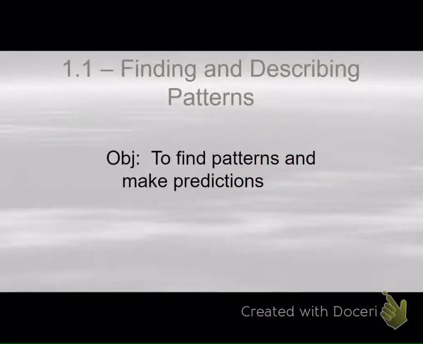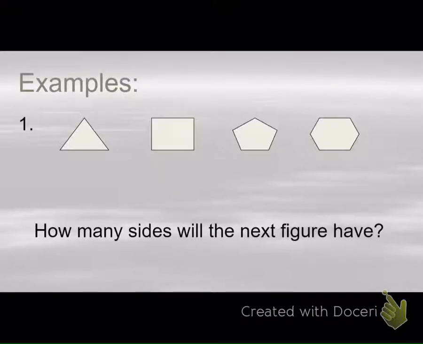All right, so 1.1 is finding and describing patterns. The objective is to find patterns and make predictions. All right, so this is our first example. We're looking for patterns. Here we've got a pattern, and we're trying to answer how many sides the next figure will have. So we're looking at sides here.